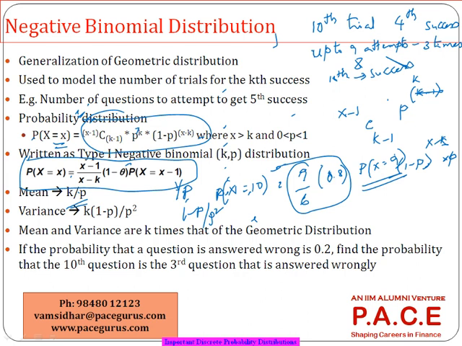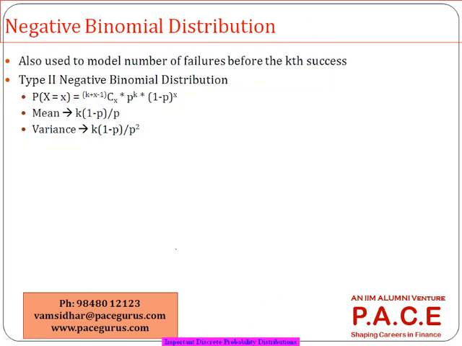So, you have to just try to understand what I should use, geometric or negative binomial? Actually, you can use negative binomial for everything. Geometric is only one special case of negative binomial where we are talking of first success. But this is a general one. For any success, for the kth success, negative binomial is typically used.